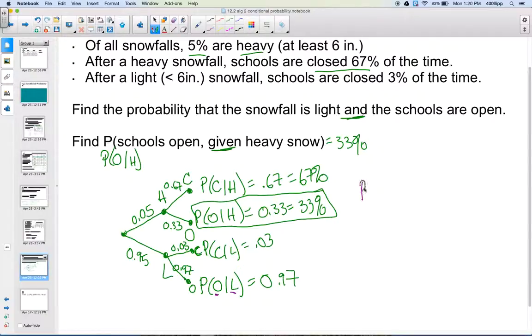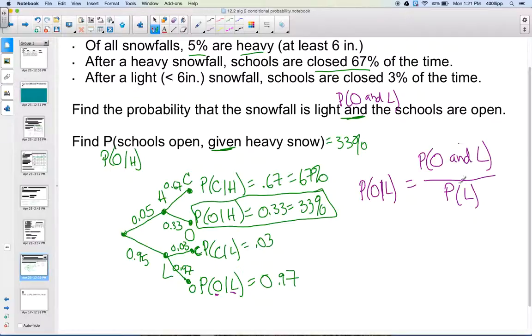So from our previous formula, we know that the probability of the school being open, given it is a light snowfall, will be the probability of it being open and a light snowfall divided by the probability it was light. The given part is always your denominator here. This is what we want to find, the probability that the snowfall is light and the schools are open. So open and a light snowfall, this guy right here up top. So we're going to actually solve for that.